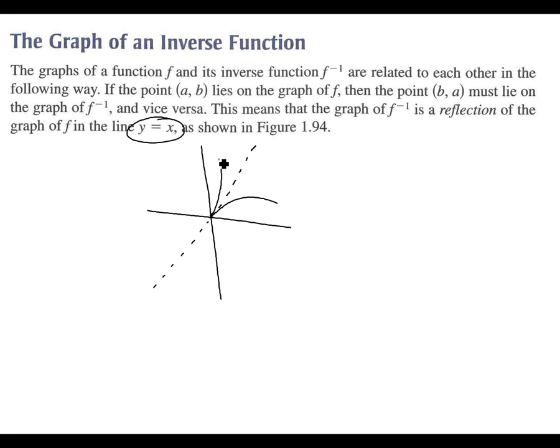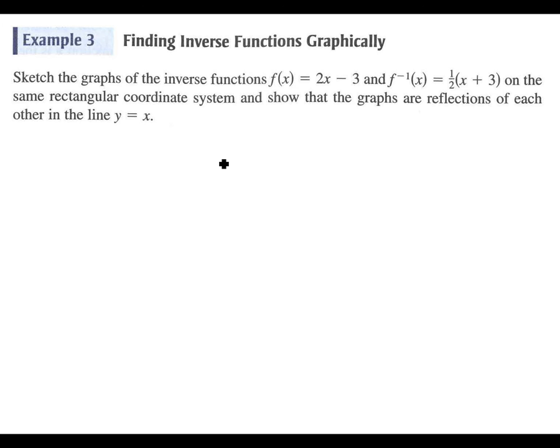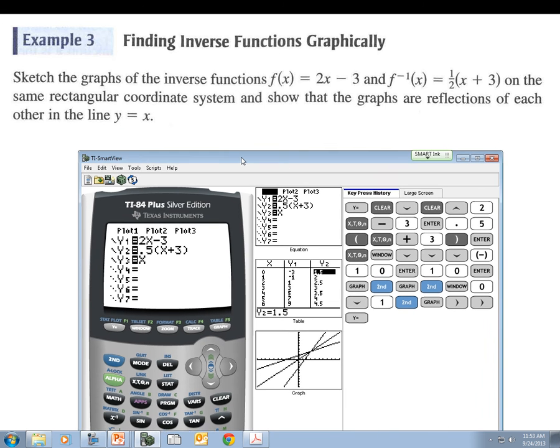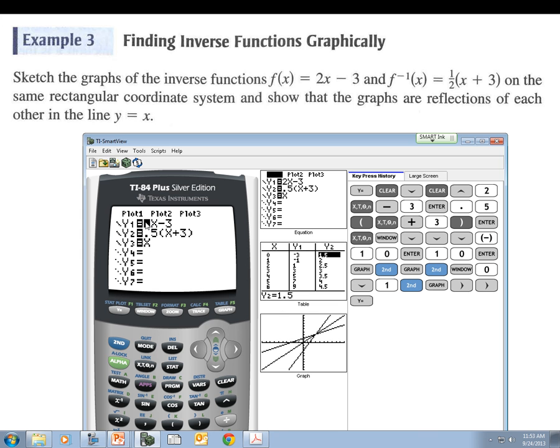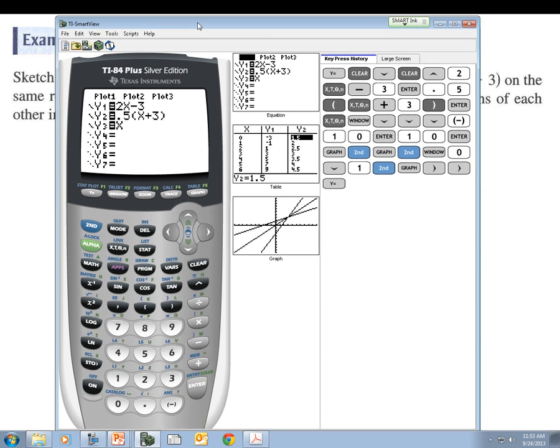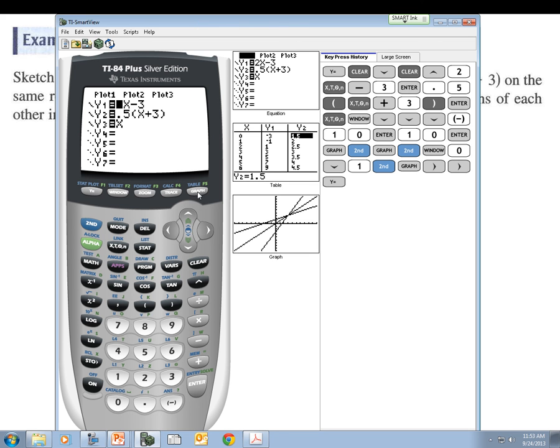It's a little tricky sometimes to see, but I think if you put it in your graphing calculator, it'll make sense. So let's do this one. I've already plugged these equations into my graphing calculator: 2x minus 3 here, and 1/2, 0.5, x plus 3. And I've also plugged in the line y equals x, because that's the line of symmetry that we're going to look at. So let's graph. Here comes y1, here comes y2, and here's y equals x. And you can see that that is a perfect mirror, one over the other.